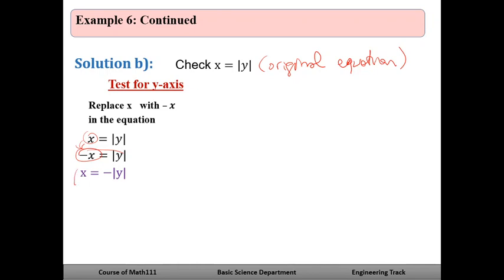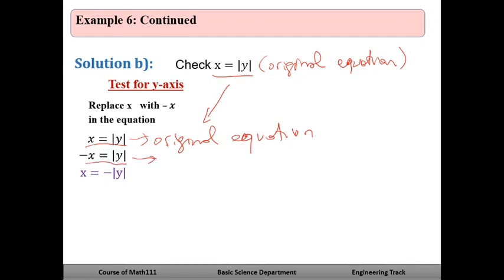So you can isolate x by multiplying both sides by minus. Let me tell you which one is the new equation. This is the original equation. Now you replace x with negative x. So this is the new equation. Now you change this equation to x equal to something, because in the original one we have x. So we multiply both sides by minus, and we end up with this new equation.